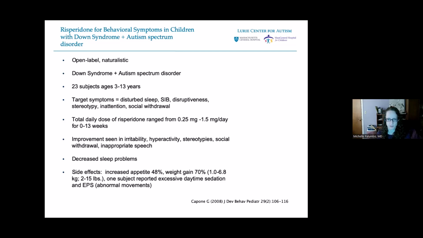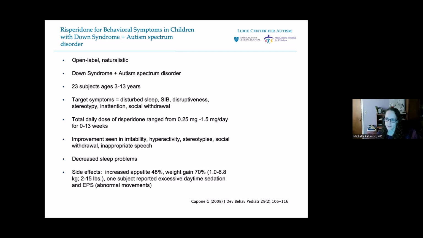SIB is self-injurious behavior, for your reference. The dosing really did range from 0.25 to 1.5, and that's actually quite a low dose, considering what the dosing range may be for a medication like risperidone. Improvement was seen in irritability, hyperactivity, the stereotypies, the social withdrawal, and the inappropriate speech, which is an odd type of language. That's always one that I find a bit challenging to explain. They did see a decrease in sleep problems, which is great.